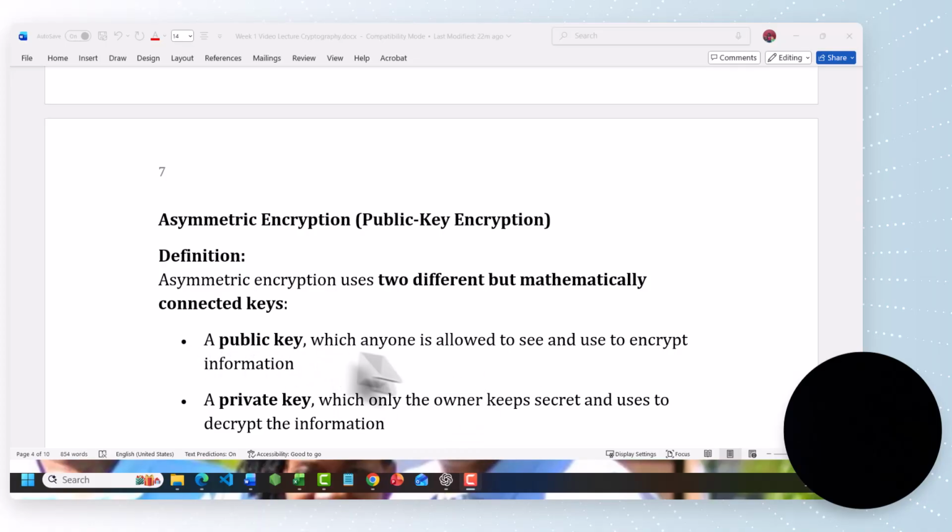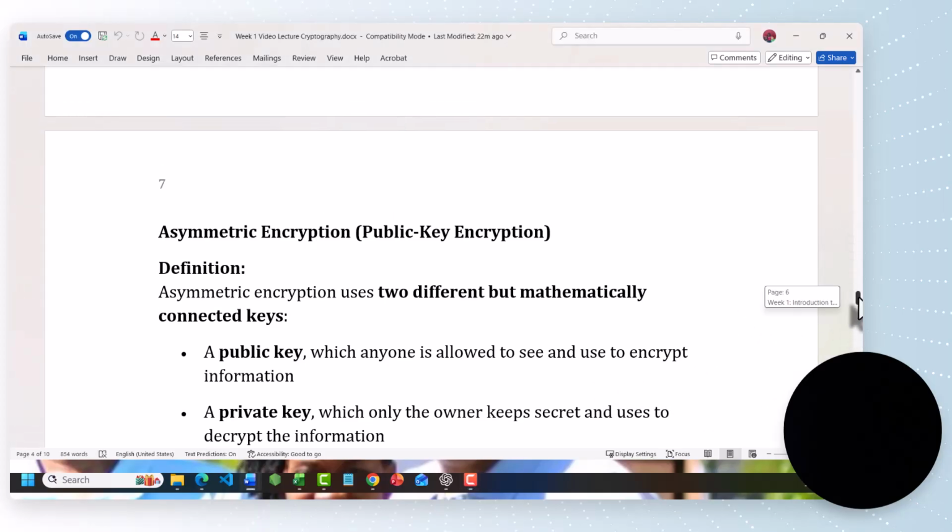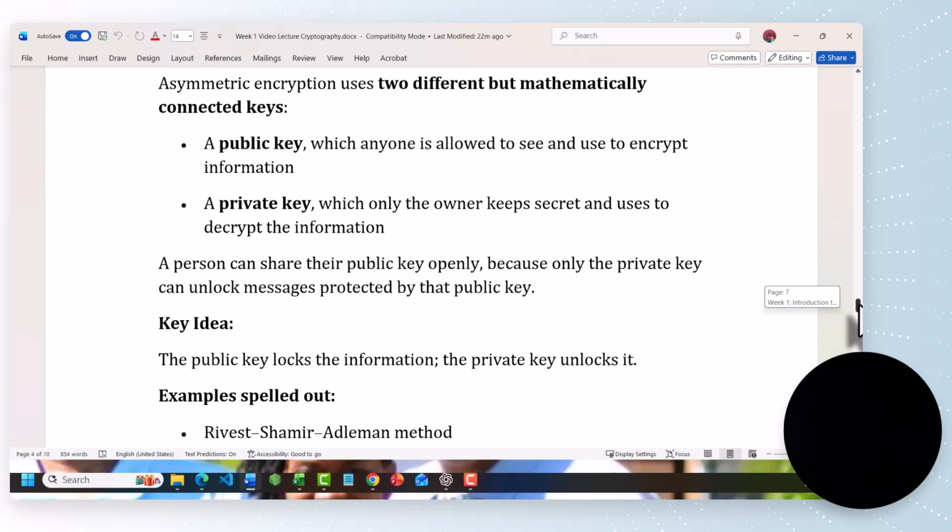So here we have a public key which anyone's allowed to see and use to encrypt information, taking regular data and encrypting it, and then a private key which only the owner keeps secret and uses to decrypt the information. So any number of people can encrypt with it, but only a limited number of people can decrypt the information that was sent. A person can share their public key openly because only private keys can unlock messages protected by the public key. The key idea is the public key locks the information. The private key unlocks the information.